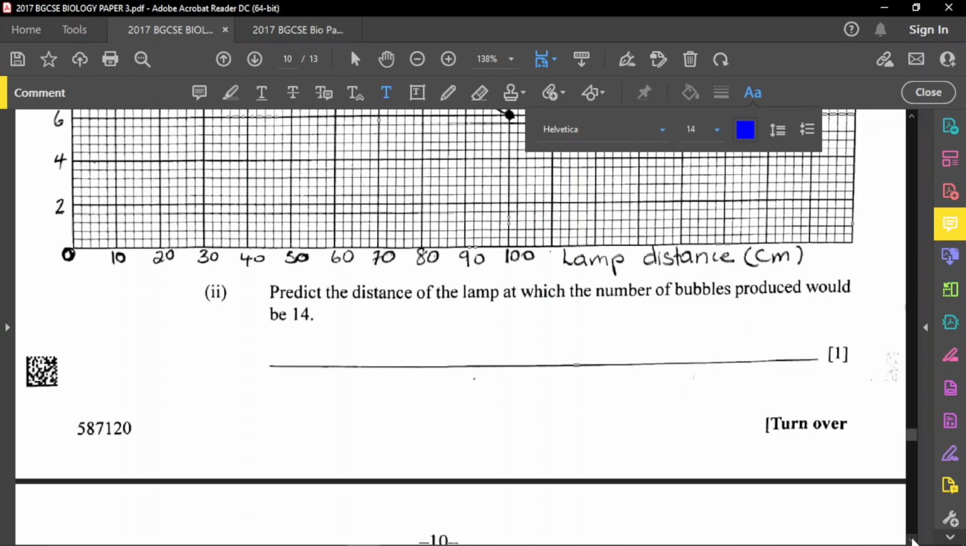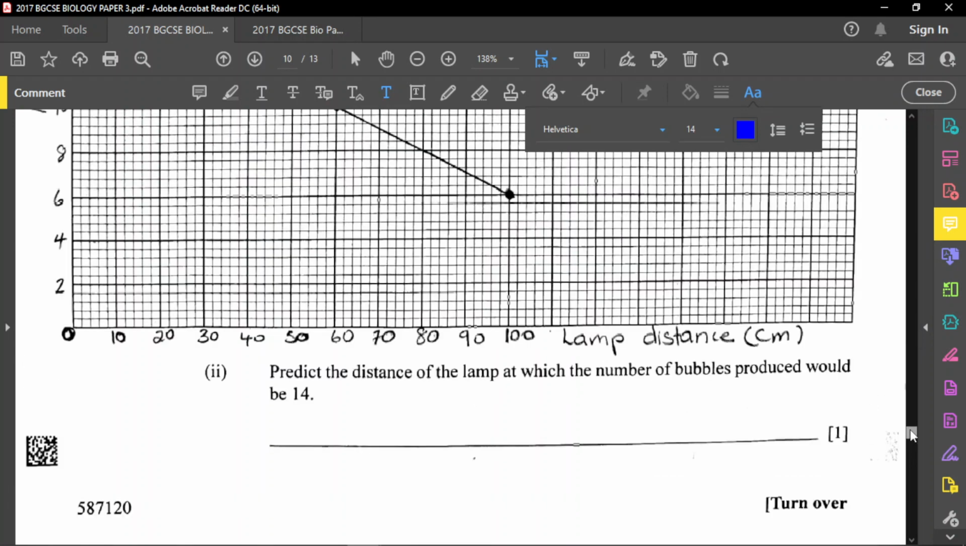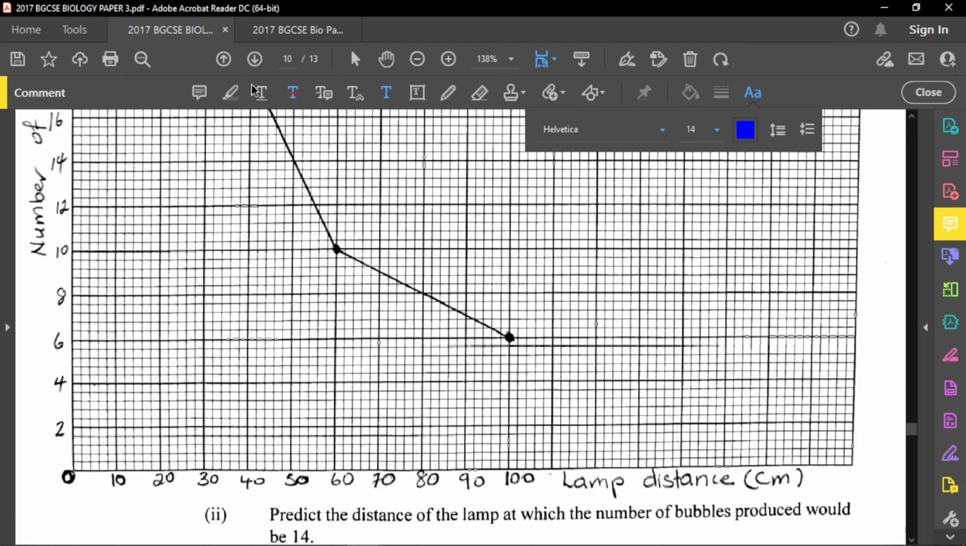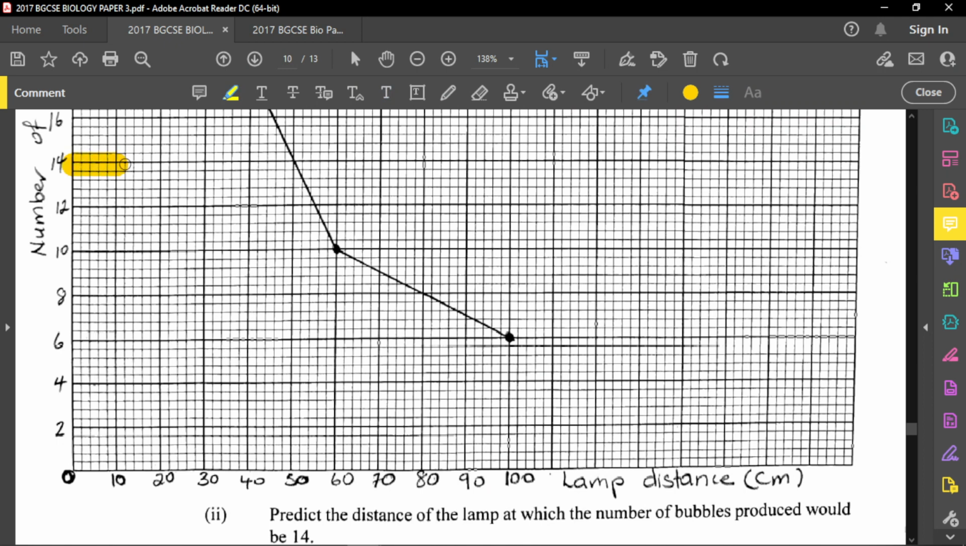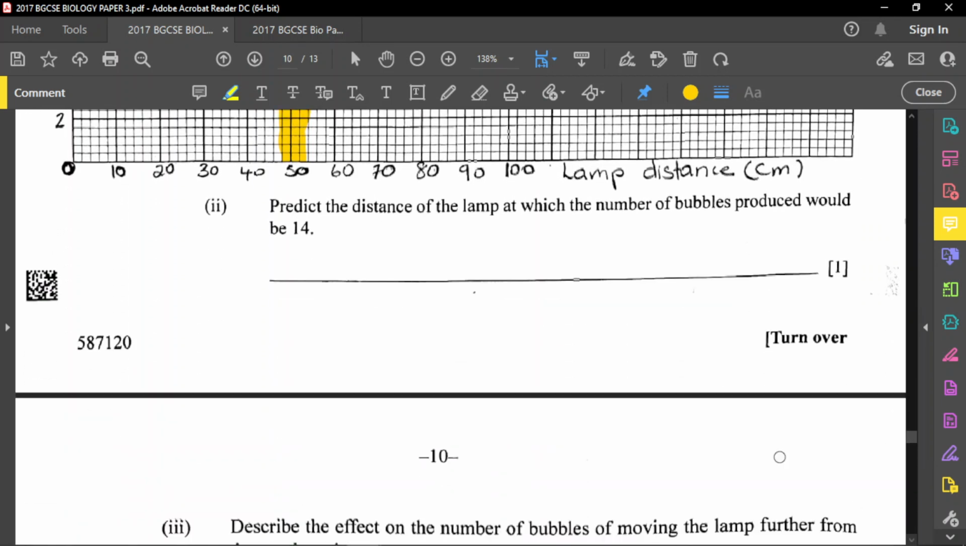Here it asks us to predict the distance of the lamp at which the number of bubbles produced would be 14. All right, so we're going to look at our graph carefully and match up with the lamp distance. I want to find the lamp distance at which the number of bubbles produced would be 14. So if we come on the graph here, 14 will come across here like that, and then all the way down to this point. So that's going to be 50. So 50 will be our value when the number of bubbles is 14.